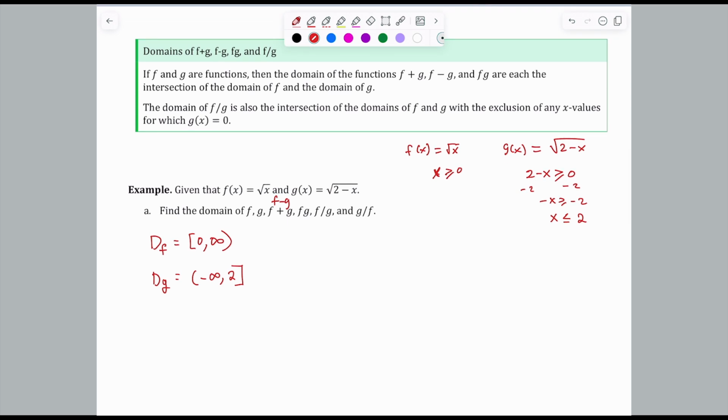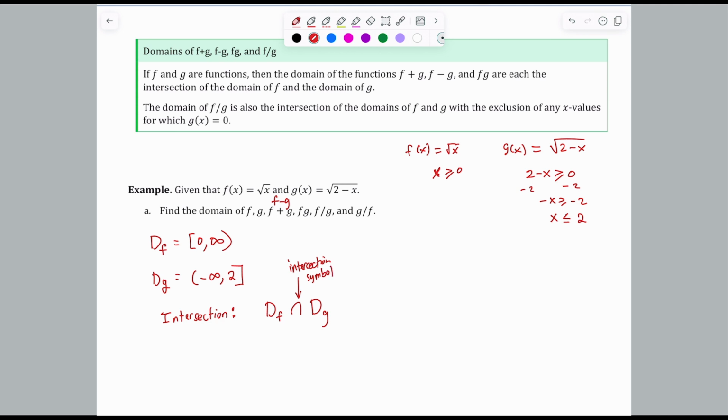All right, so to find the domains of the other functions, we need to figure out the intersection, right? We need to figure out the intersection of the domain of f intersect the domain of g. So if you don't know that symbol, the symbol that I'm drawing the arrow to here is what's called the intersection symbol. It's like an upside down U.